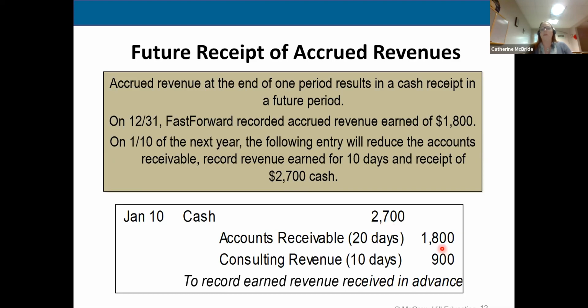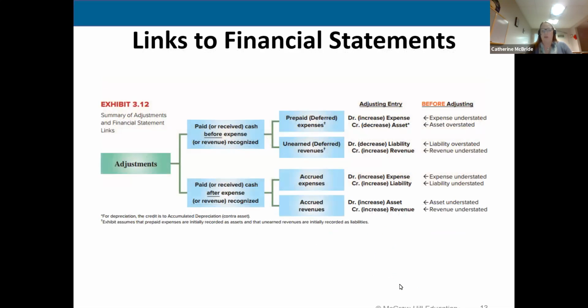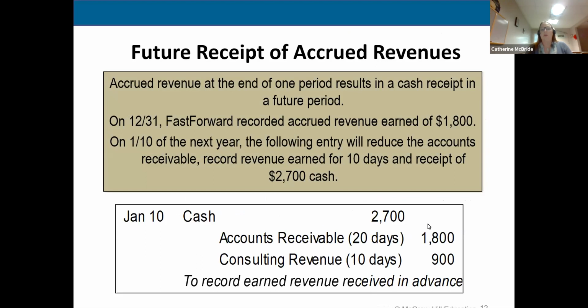We're going to get rid of the receivable that we recorded last month when we recorded the revenue in December. And we're going to record consulting revenue for the 10 days in January. So now on our balance sheet, we're going to have increased cash and decreased accounts receivable. On our income statement, we'll see an additional $900 in revenue.